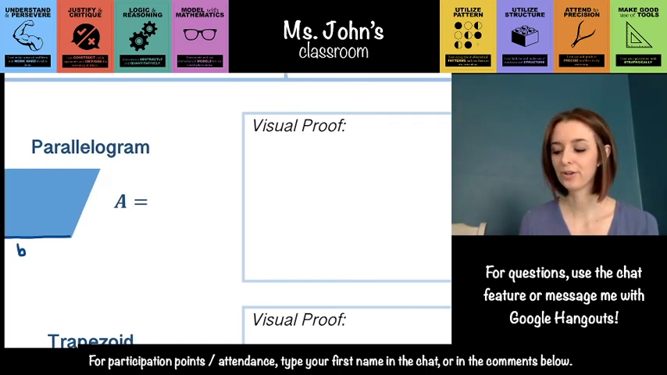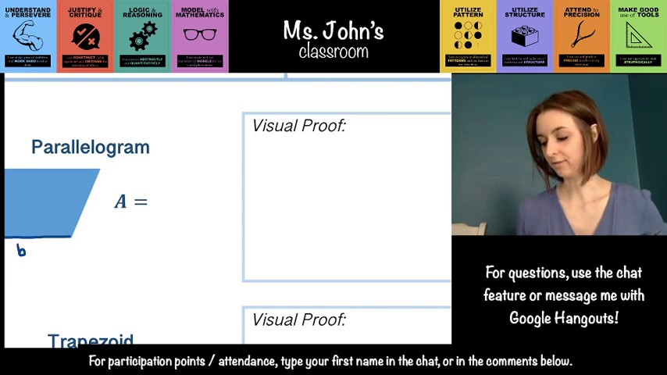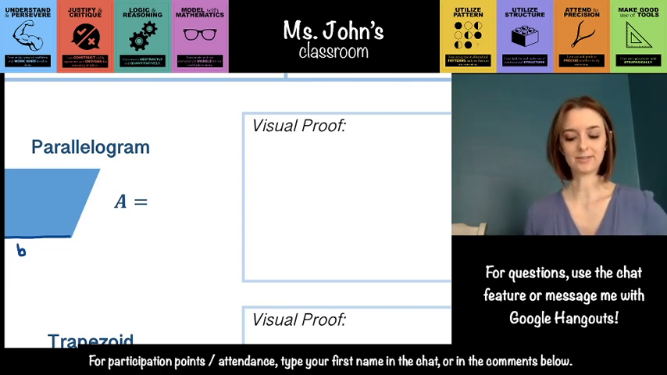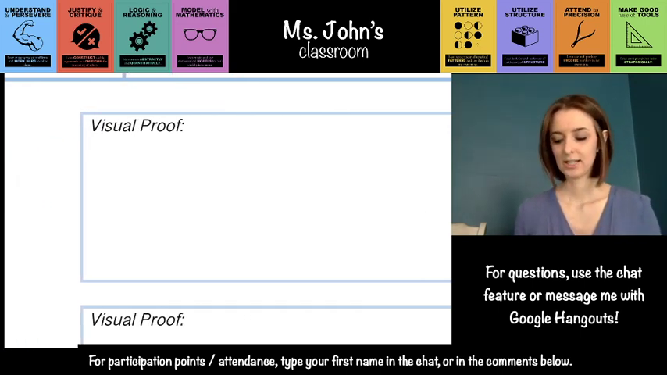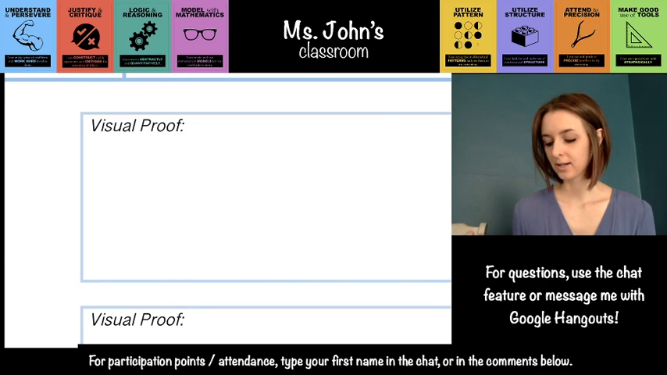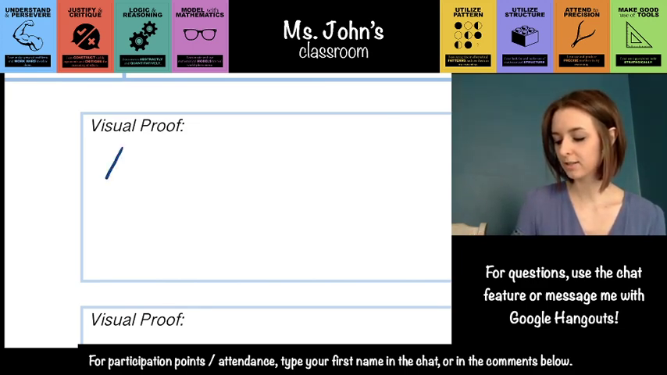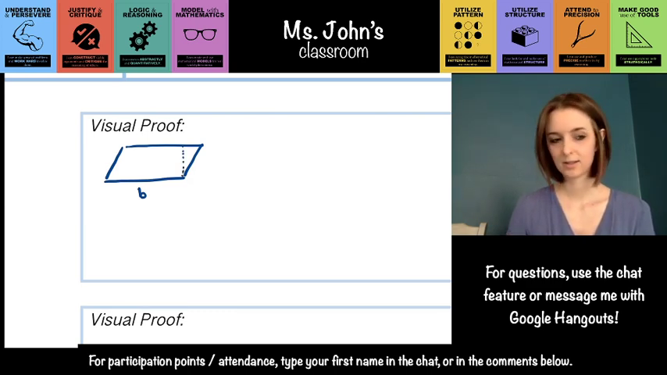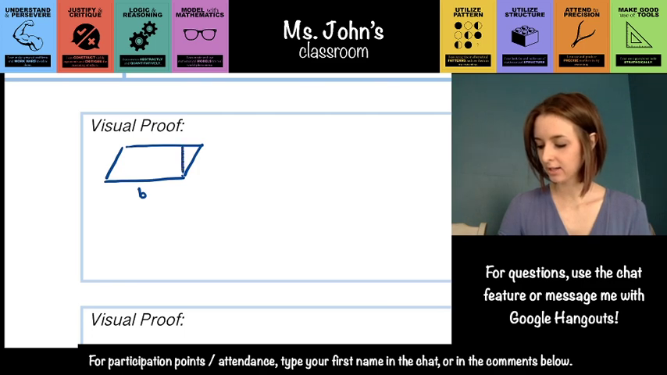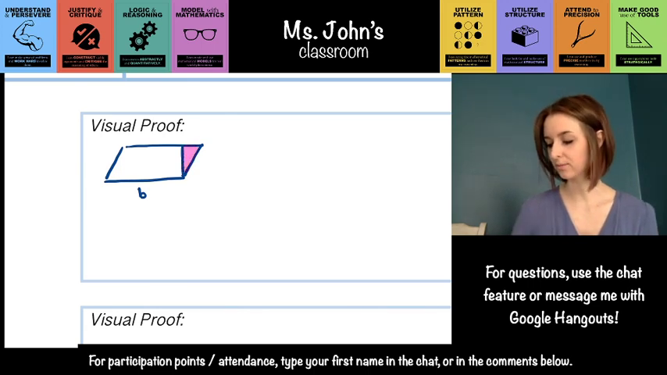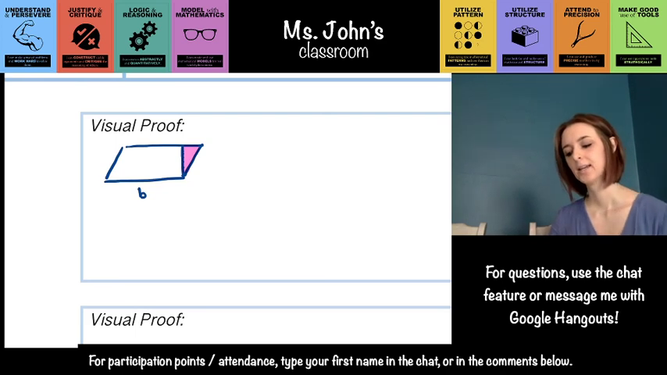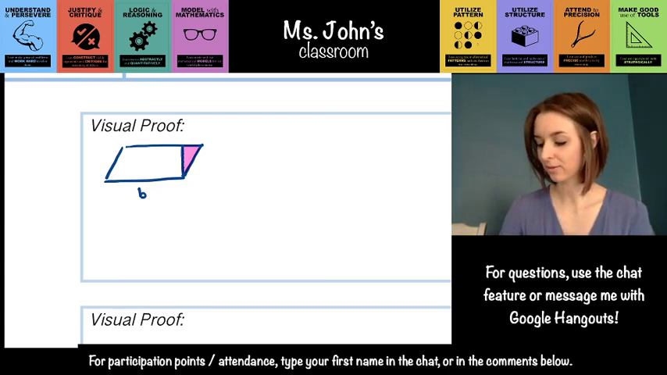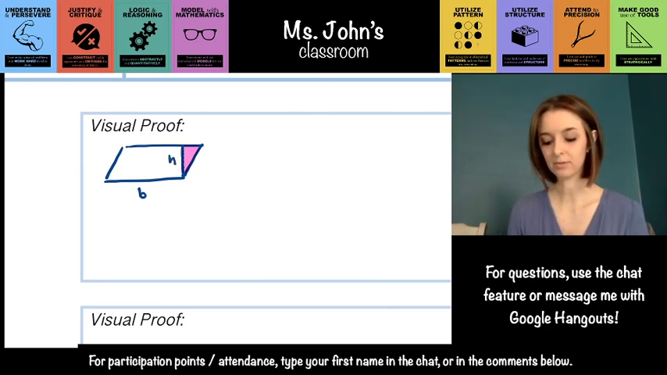I'm going to show you the visual proof first before I give you the formula, because I think it's more interesting to develop the formula instead of just have it given to you. So we're going to start the visual proof by drawing a parallelogram here, with its base and its height. And I'm going to color this little triangle that I just created with the height pink, because we're going to need that as a separate piece in a second. So I'm just labeling it differently.